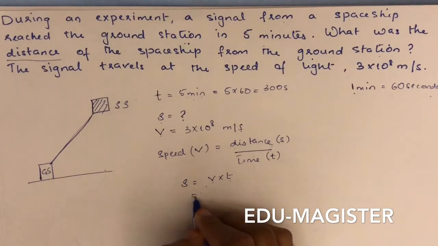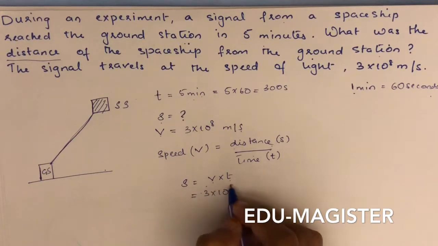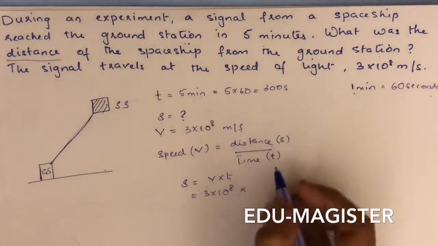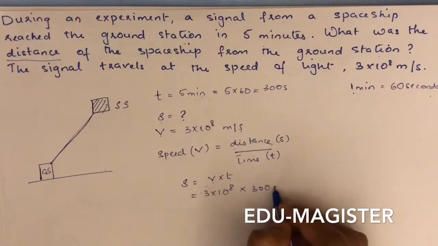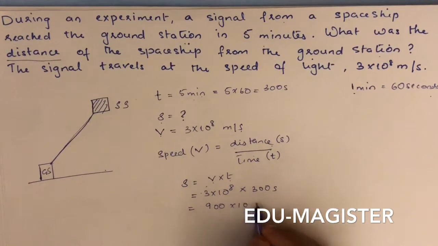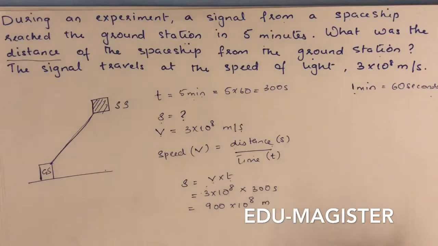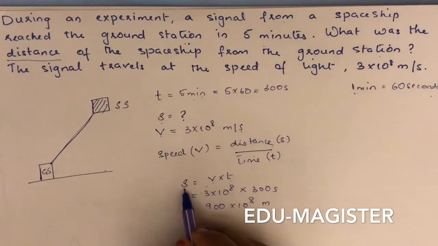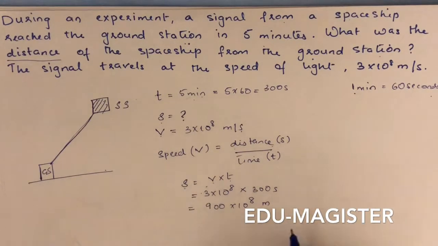Now let's substitute those values in this formula. V is 3 into 10 to the power 8 and T is 300 seconds. That is 900 into 10 to the power 8 meters, right? We are calculating distance, right? So distance is in meters.